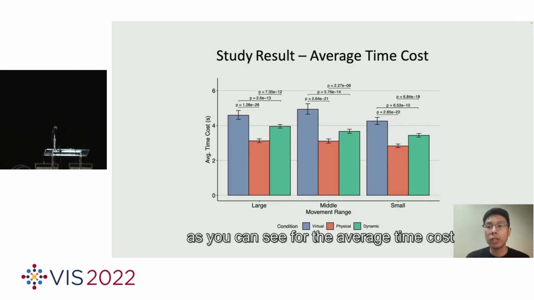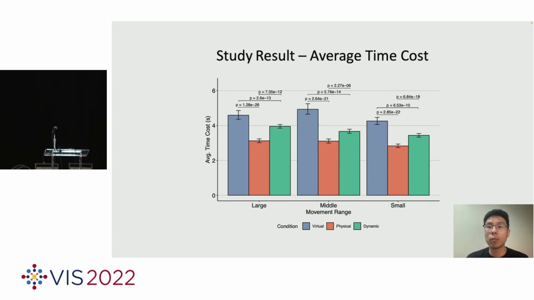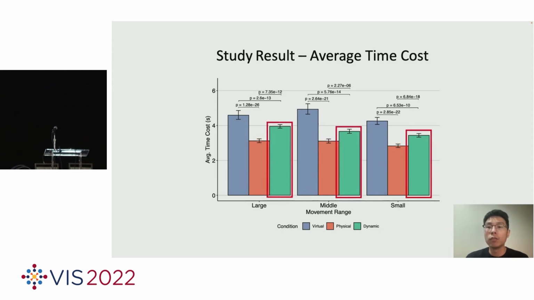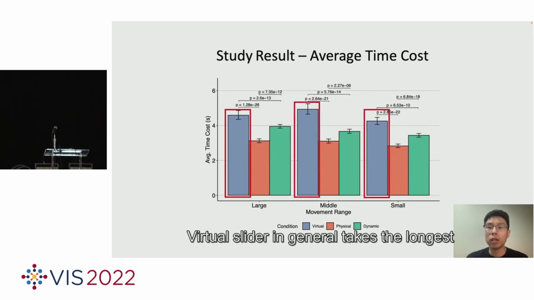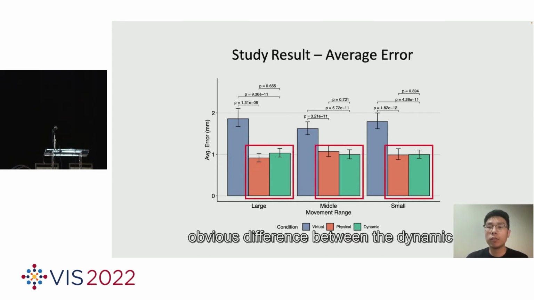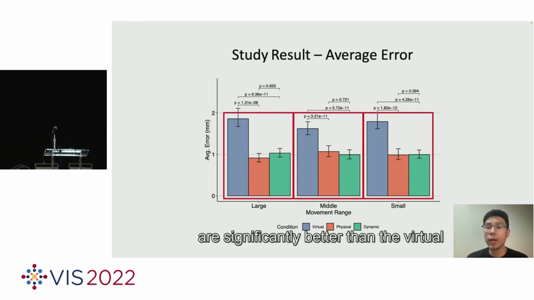As you can see, for the average time cost, the physical slider requires the least time to complete the task for all three range conditions, and the dynamic slider is slightly slower than the physical slider. The virtual slider in general takes the longest time to finish all the tasks. From the average error result, there is no obvious difference between the dynamic slider and physical slider, but both of them are significantly better than the virtual slider in terms of accuracy.